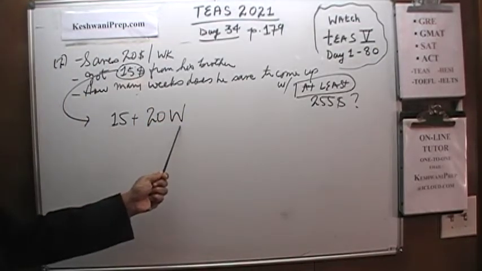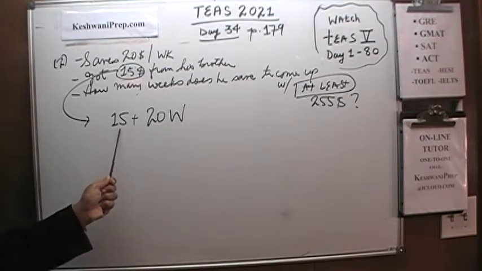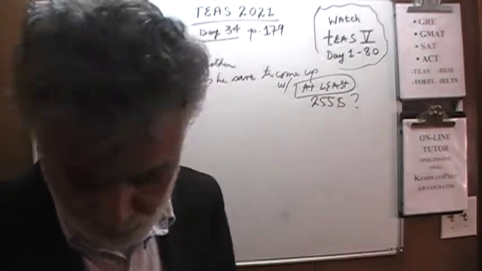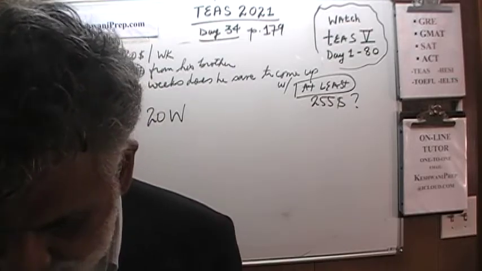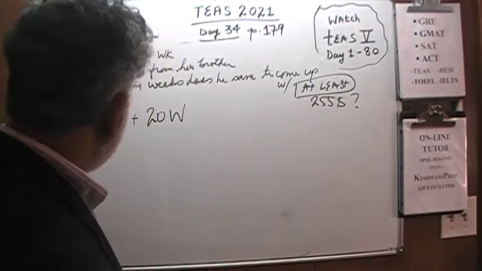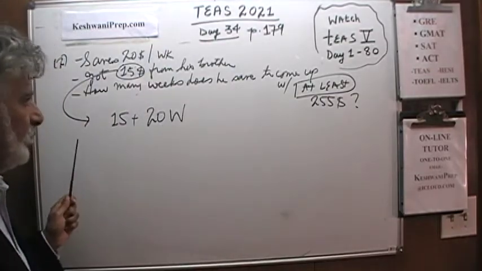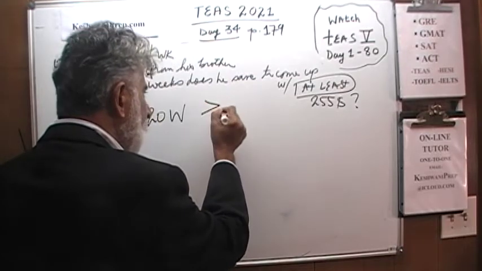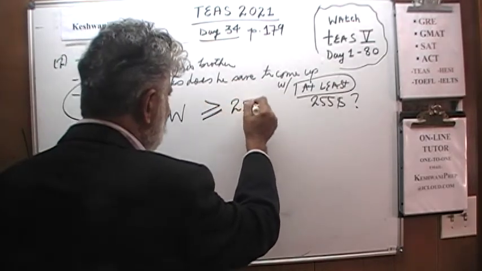At the end of the 5th week, he will have 5 times 20, which is 100, plus the $15 from his brother: $115. He still has ways to go. 5 weeks is not going to be anywhere close to enough. So let's find out how many weeks he has to save. This total amount, 15 plus 20 times W, has to be at least, so here it has to be greater than or equal to.